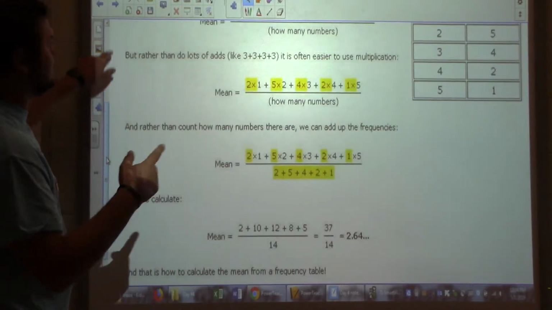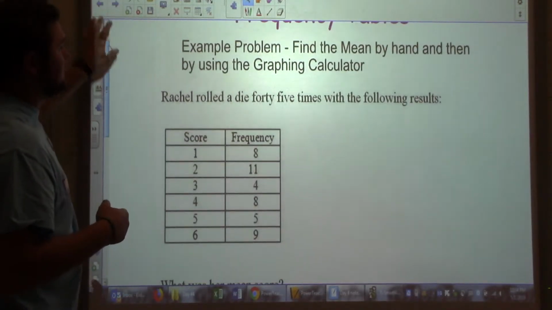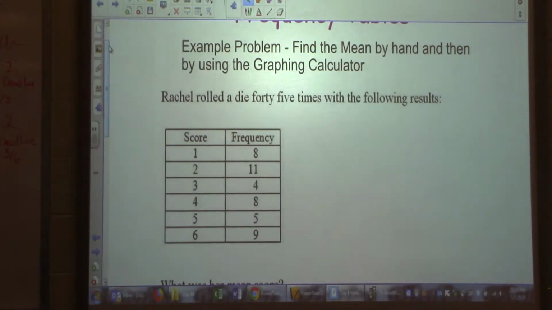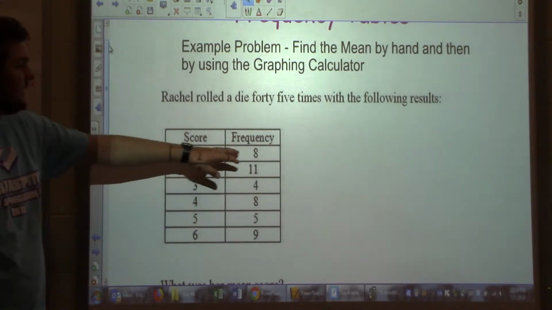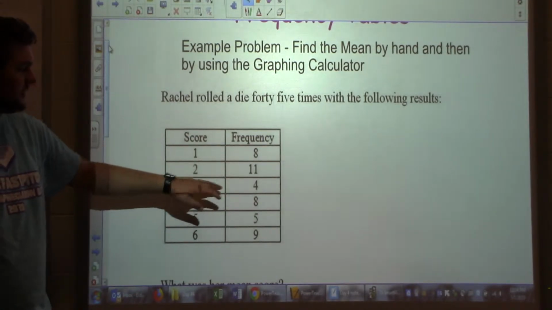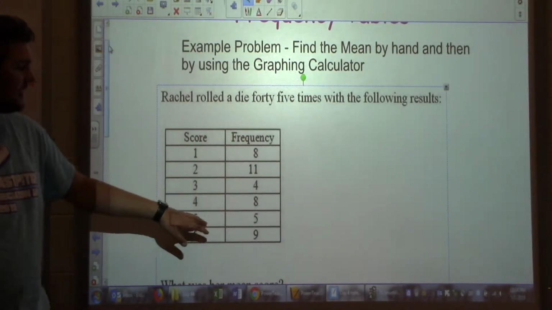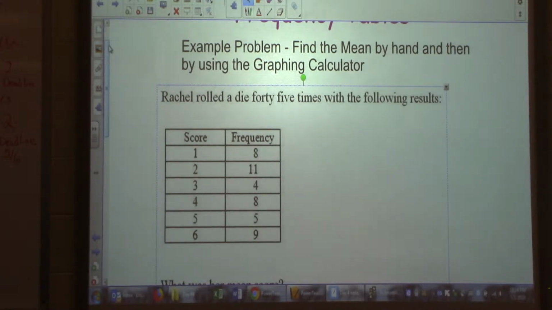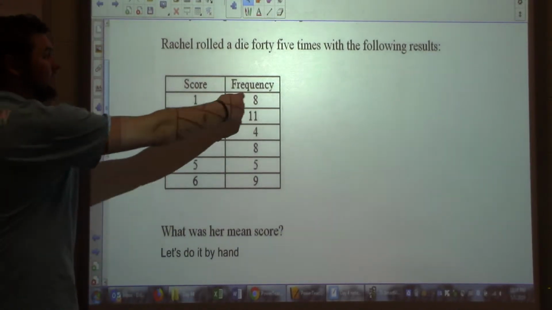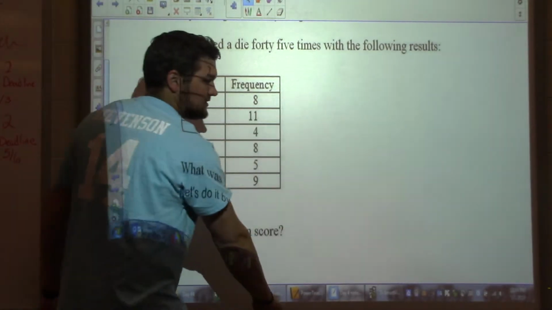This one's not actually on yours. I believe this one is. We're going to show you a couple different ways to find the mean. You could write them all out like we just showed you. You could write 1 out 8 times, 2 out 11 times, 3 out 4 times, 4 out 8 times, 5 out 5 times, and 6 out 9 times. Or, an easier way to do it by hand would be to multiply across here. Multiply your score times the frequency.